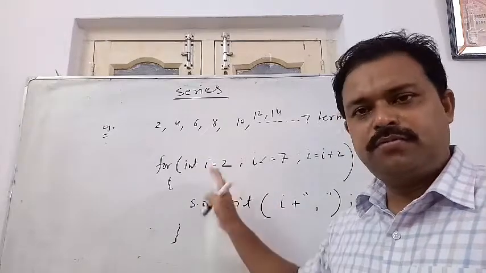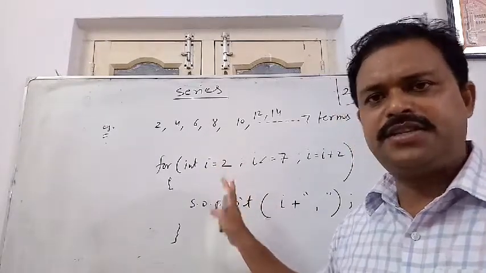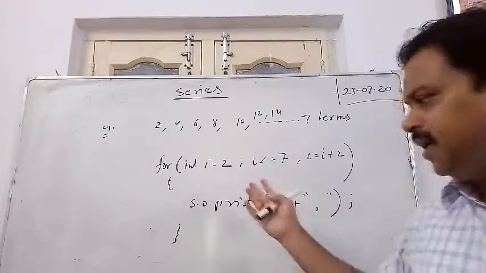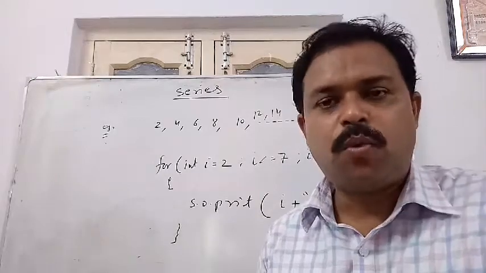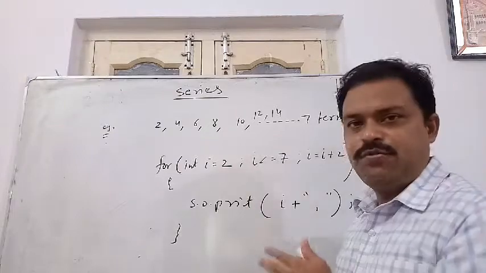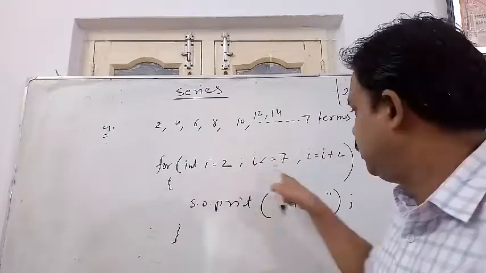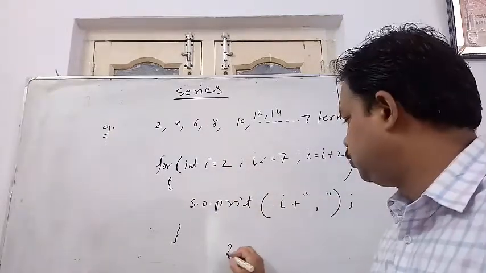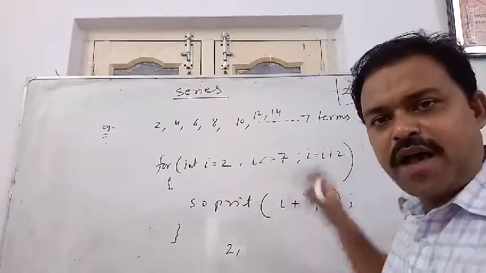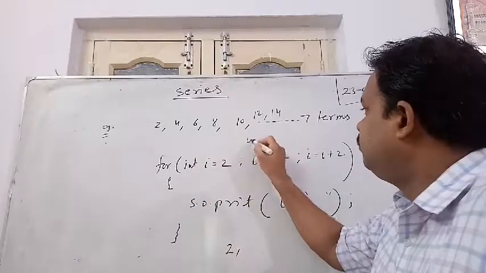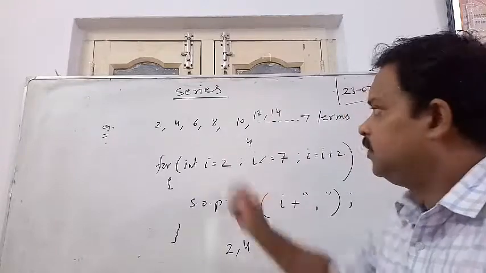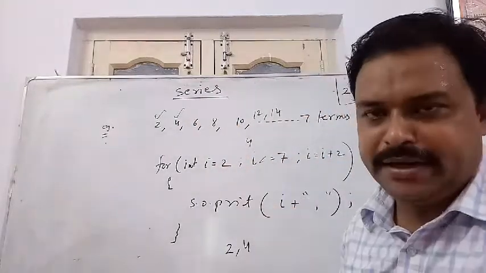For writing this program, they have told me the reason why I have started my I at 2, why I have done I is equal to I plus 2, all this thing. Let us trace the program. What output are we getting? What is the value of I first time? 2 less than 7, yes, you will get 2 comma. It is correct. I is equal to I plus 2, so I will increase by 2. So I will become 4. 4 less than 7. Yes, you will get 4. So 2 terms you have printed.